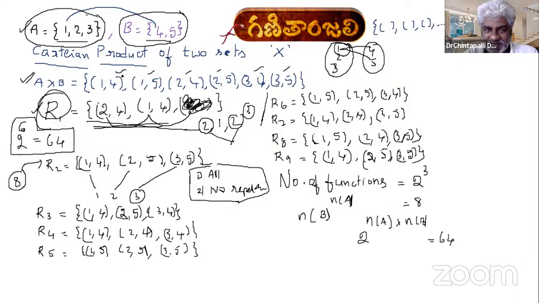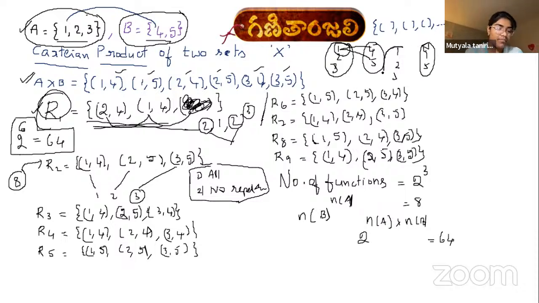If you draw this relation, 1, 2, 3, 4, 5, that is 2, 4, 1, 4. But as 3 is not used. So if we see any element unused, and if we see any element repeatedly used, then it is not a function.